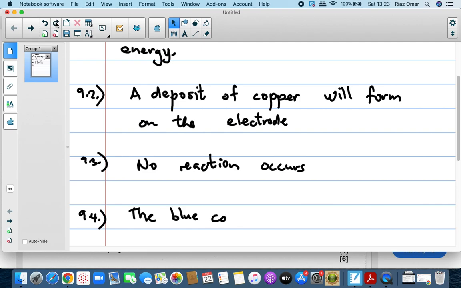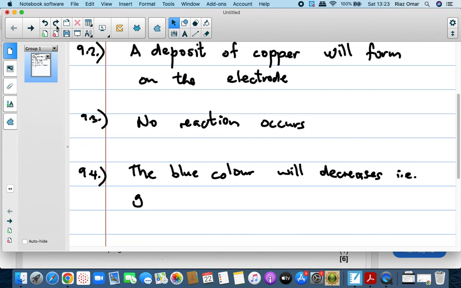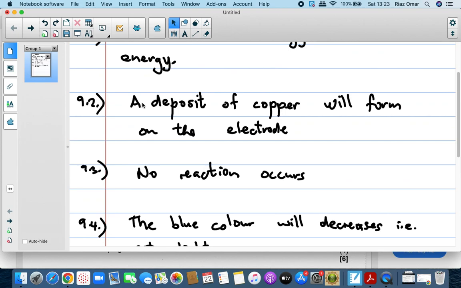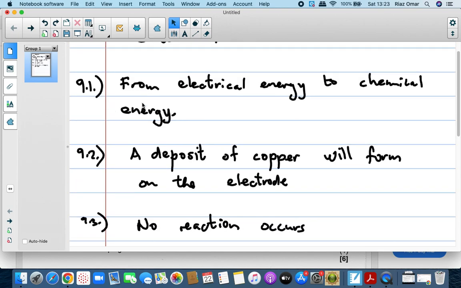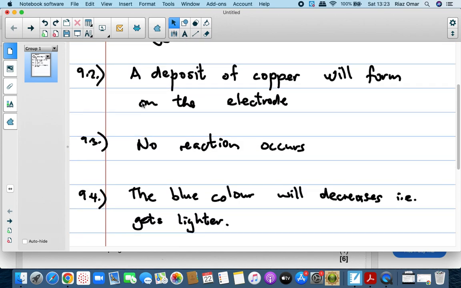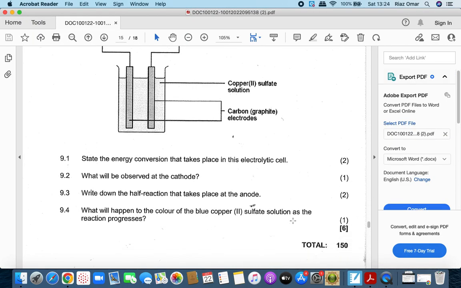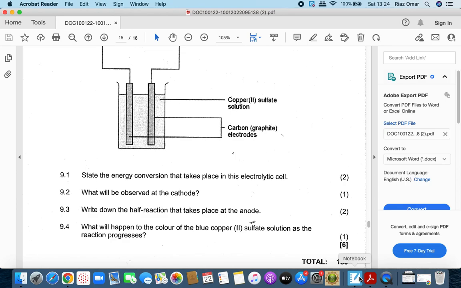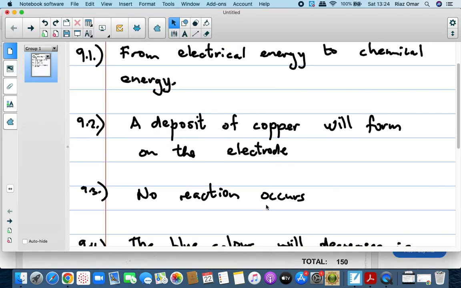So 9.4, we can say the blue color will decrease, that is, it gets lighter. Okay, so that will be 9.4. The blue color decreases, gets lighter. Is there more to that? 9.4, no. So that will be the conclusion of question 9.